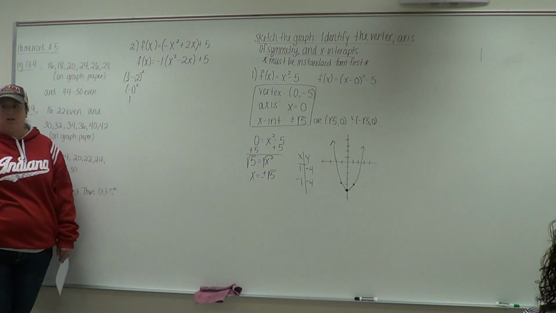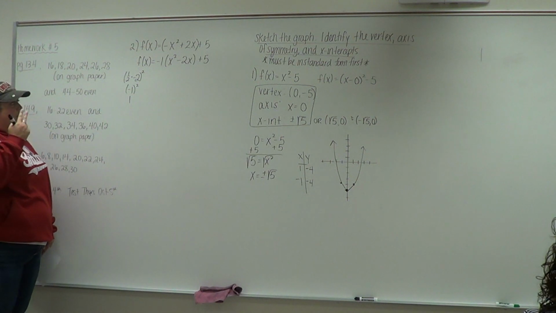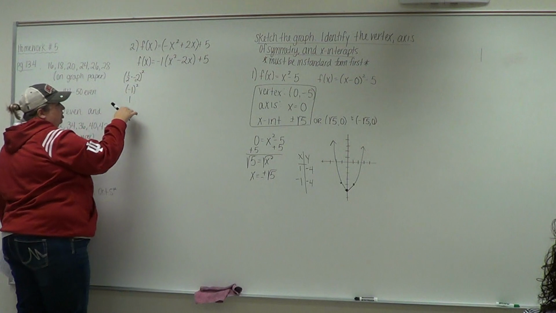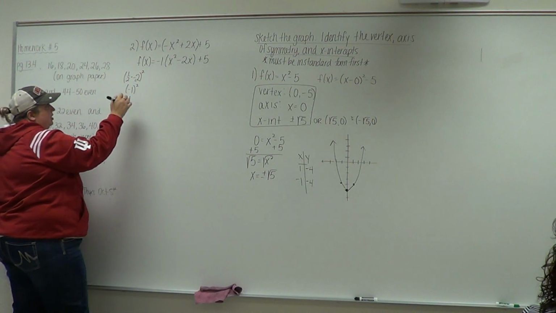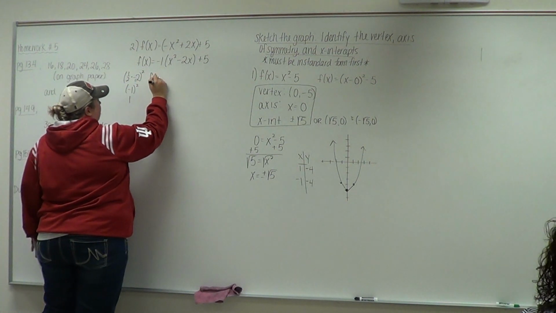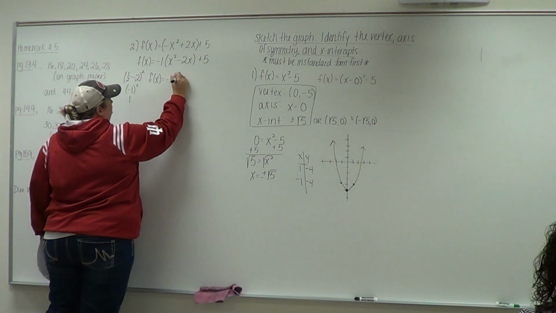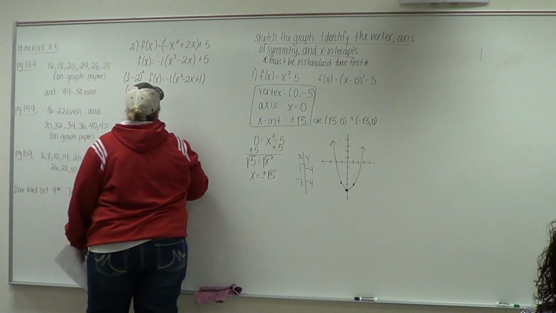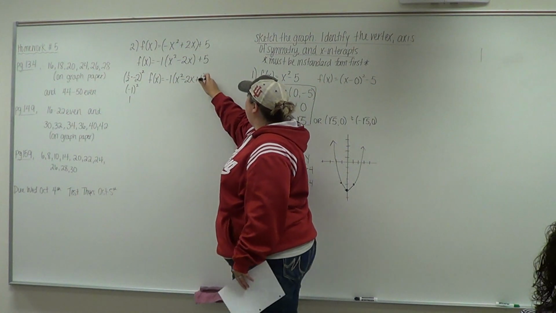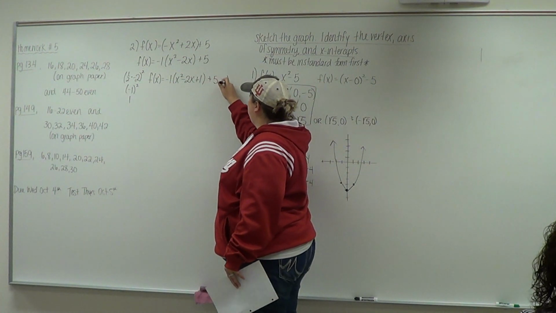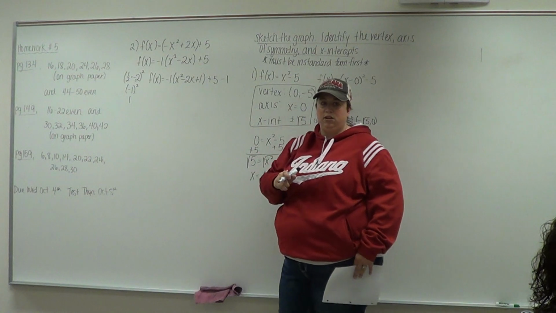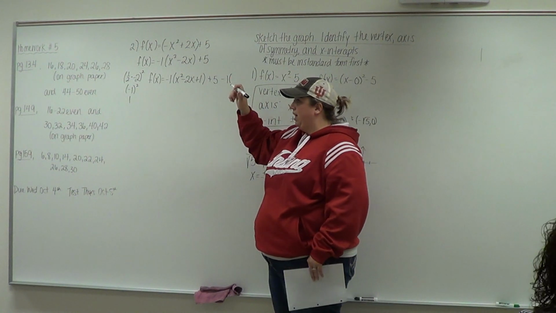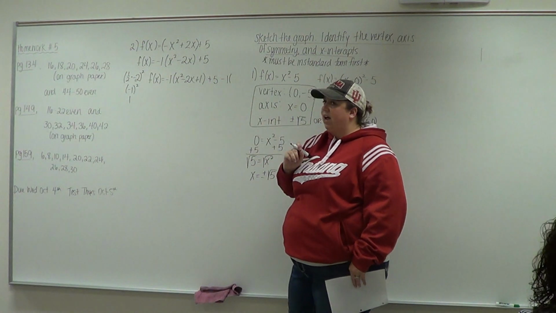Everybody with me so far? So we grouped the first two, we factored out a. Now we're going to take a half of b and we're going to square it. This number gets added on the inside of the parentheses. And then it's going to get subtracted on the outside. When you subtract it, you have to multiply it by the number you factored out.